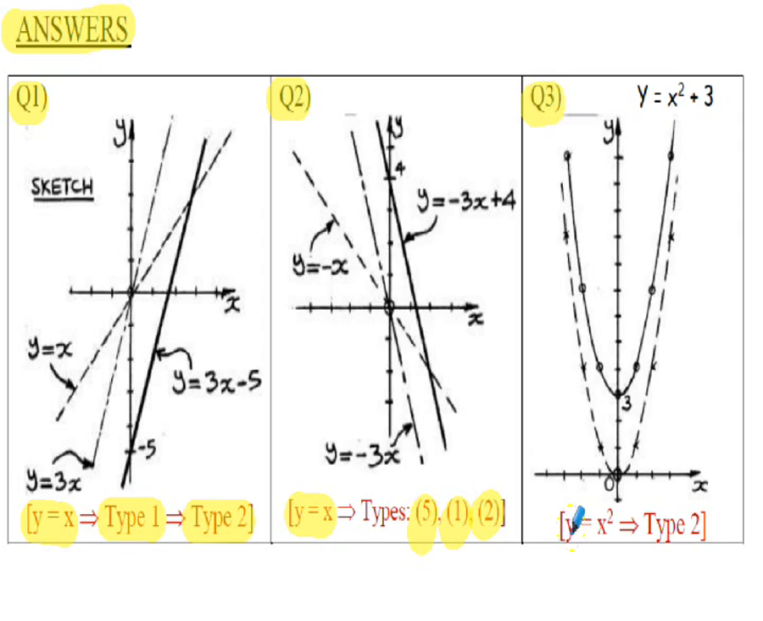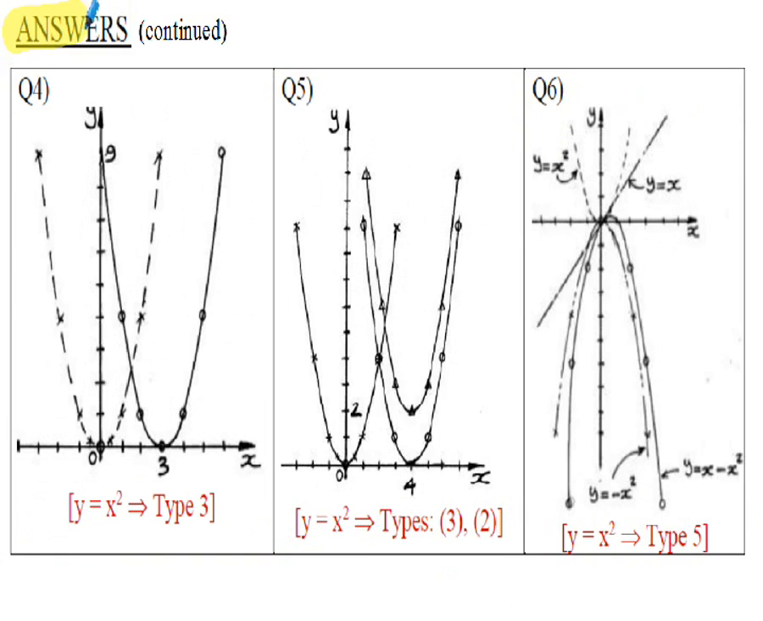Question 3, we start with the y is equal to x squared function, and we apply the type 2 transformation. I suggest you think through those transformations for yourself. And for reference with question 2, you could apply the type 1 transformation first, then the type 5, and then the type 2 transformation. Answers to questions 4, 5 and 6 are shown here in square brackets at the bottom. I suggest you stop the presentation and think through those transformation types.